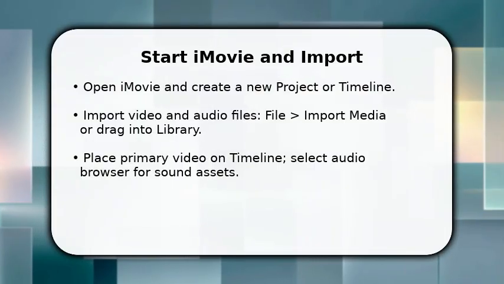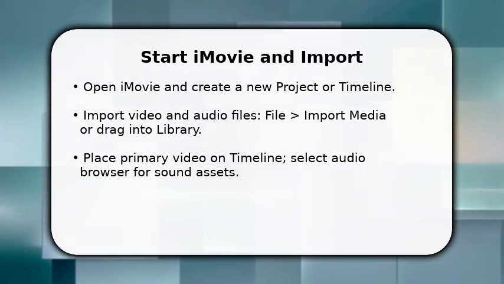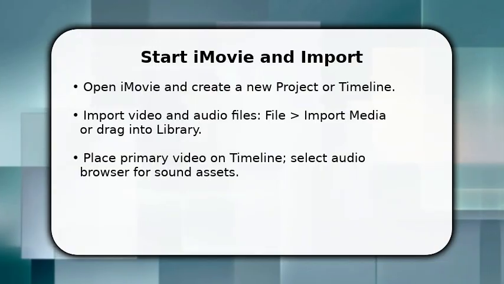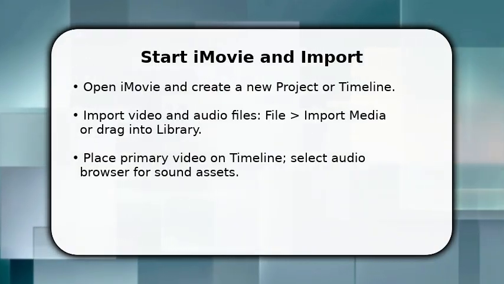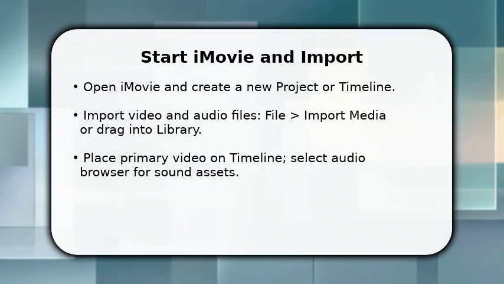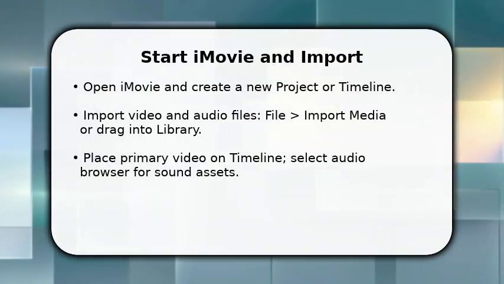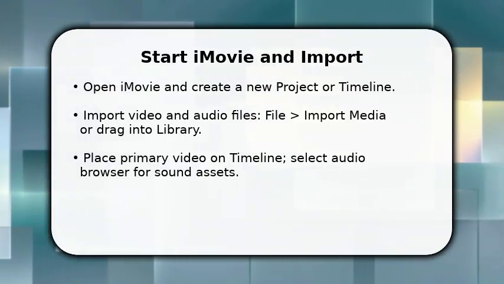You begin inside iMovie by creating a new project and importing the files you need. First, add your video to the timeline so you can hear context while editing audio. Then import the music or narration, drag it into the library, or use import media. Once done, switch to the audio browser to preview clips and sound effects.